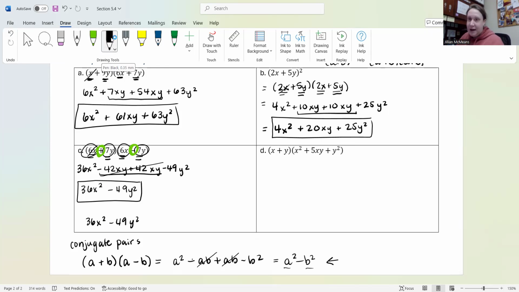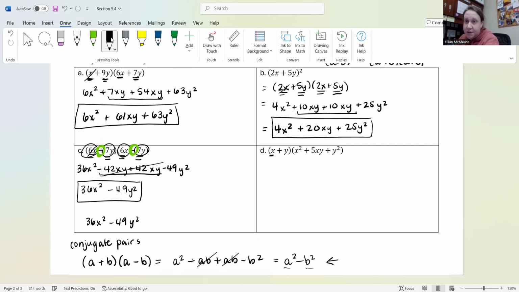Last up, we have a binomial times a trinomial. It's a little more involved, but it's the same process. You're going to take each term in the binomial and distribute it term by term through the trinomial, and then simplify if you can. So let's go ahead and start. I will say these tend to be a bit longer, so just be really careful, double check your signs, okay?